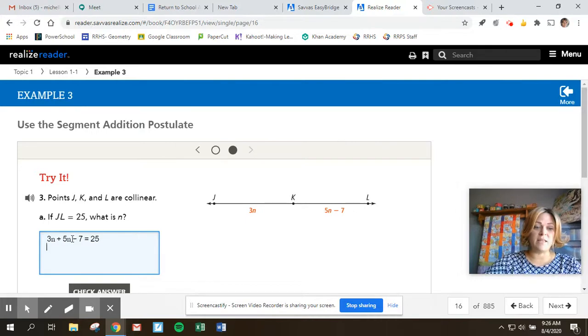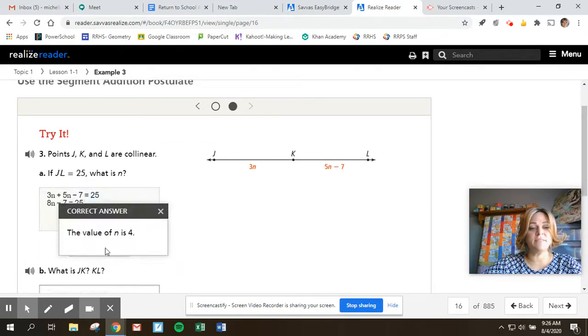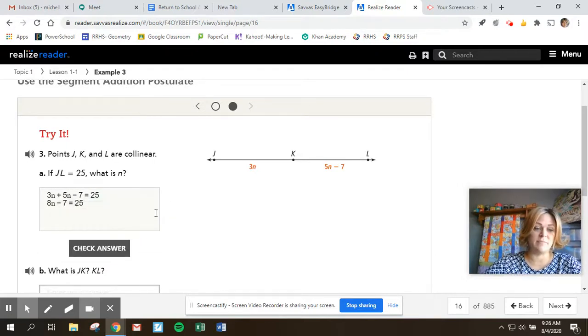So you can combine like terms, bring down everything else, equals 25. And you can continue from there. I don't want to go all the way. So this one is a little bit more advanced. Check your answers. Oh, N is 4. I didn't get that far, so of course I didn't finish it.